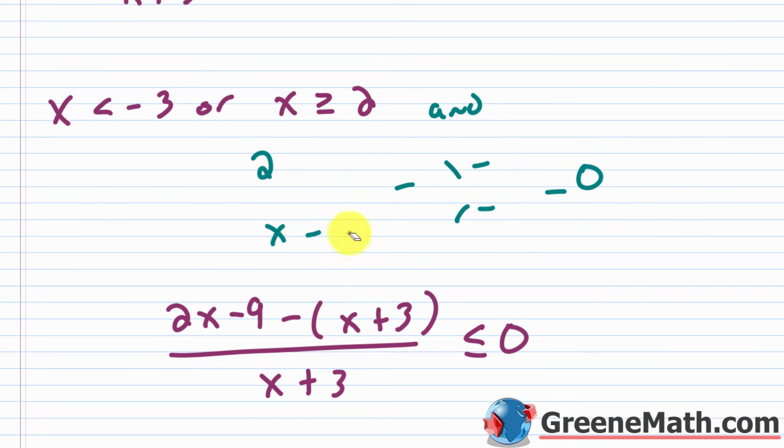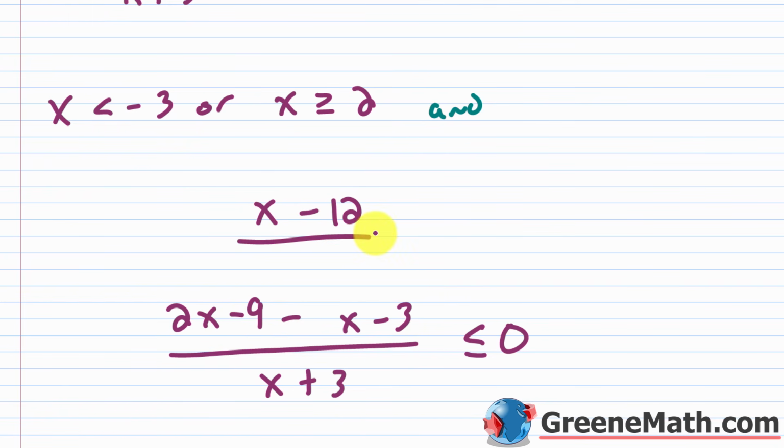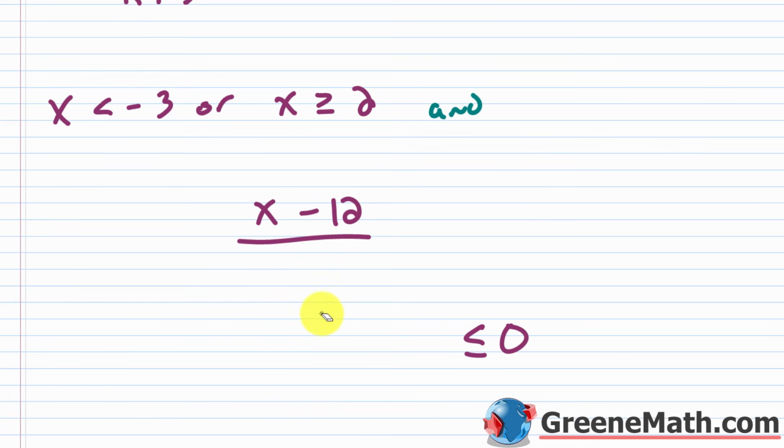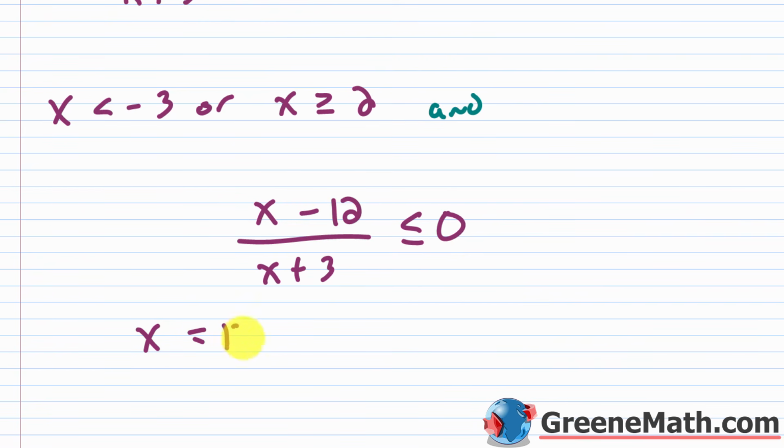Okay, I'm going to get rid of this. And so this would be negative x and then minus 3. So 2x minus x is x. And then negative 9 minus 3 is going to be negative 12. And this is over your x plus 3. And of course, this is less than or equal to 0. Now, for the critical values, if you put x minus 12 equal to 0 and you solve that, you get x equals 12. And we already know this one. This is x is equal to negative 3. Now, 12 is going to work because this is a non-strict inequality, but negative 3 is still not going to work because that's division by 0.